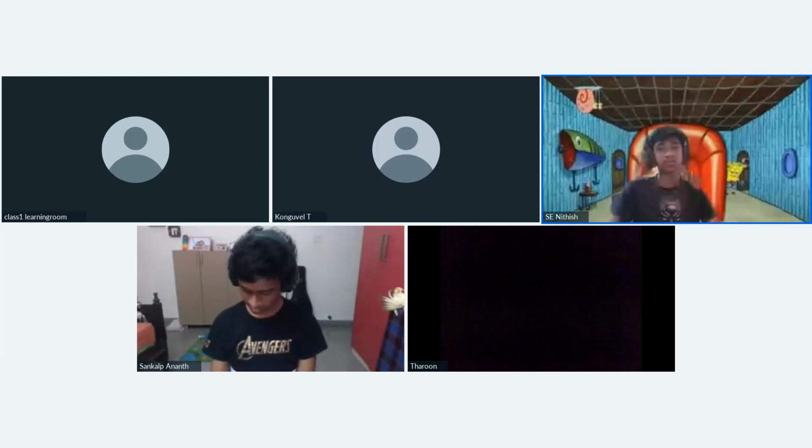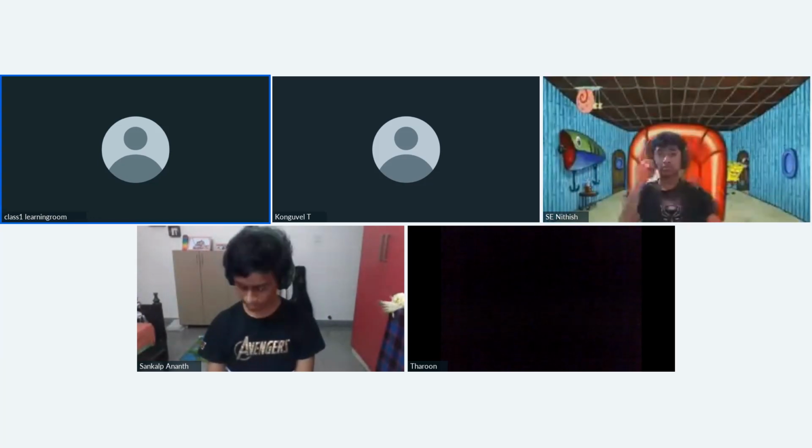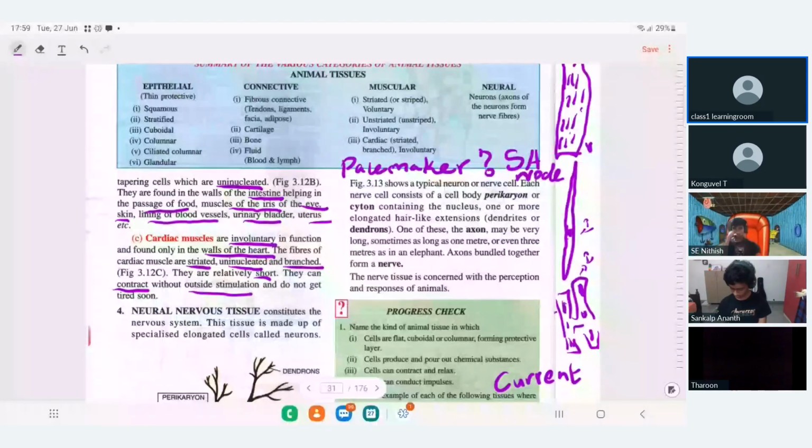Good. So heart muscle's special aspect is that they are involuntary. They can function independently. 70% of the current required for the heart is produced by the SA node, the pacemaker, and the contraction and relaxation is regulated.